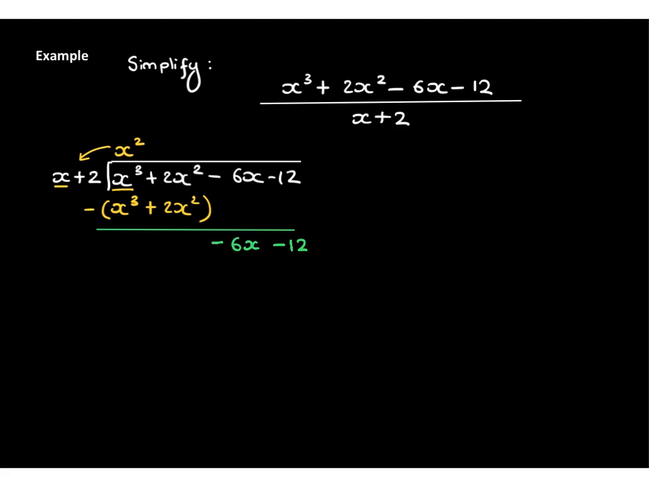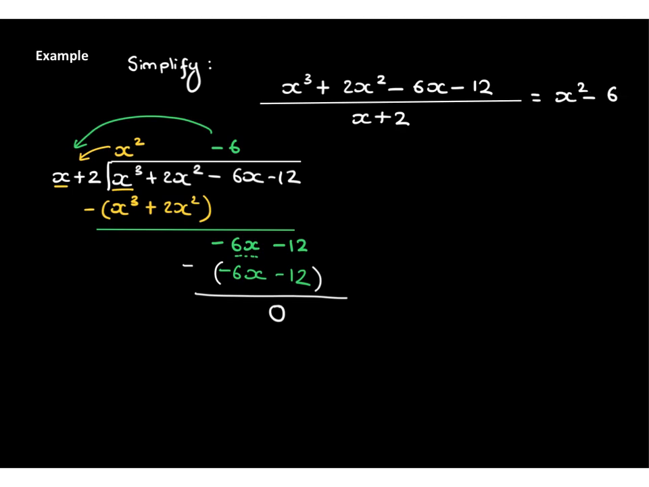So this then gives us minus 6 here, because that's what we multiply x by to create minus 6x here. Multiply back again, so that gives us minus 6x minus 12. So subtracting gives us an answer of 0. So there's 0 remainder here. So the answer simply is x squared minus 6.